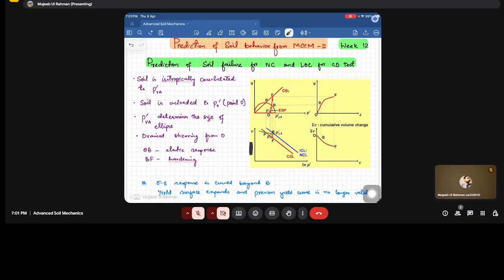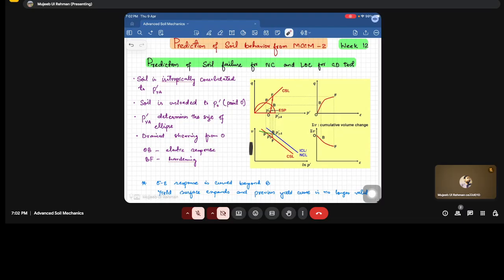Fine. So now, like in the previous lectures, you have seen we are extensively using the p-q plot and the v versus ln p' plot. However, in addition to these two plots, we will be monitoring the q stress-strain and the volumetric response versus the axial strain. And these all will be helpful for understanding the failure behavior of the soils.